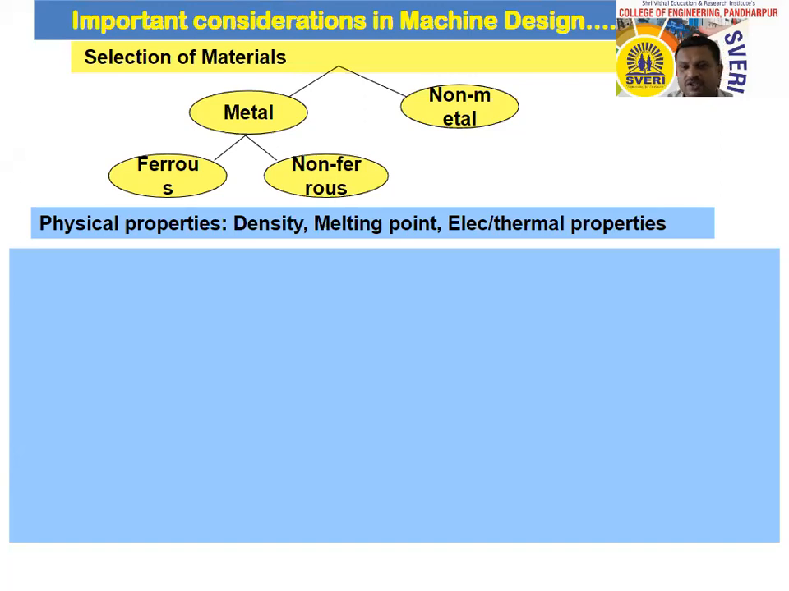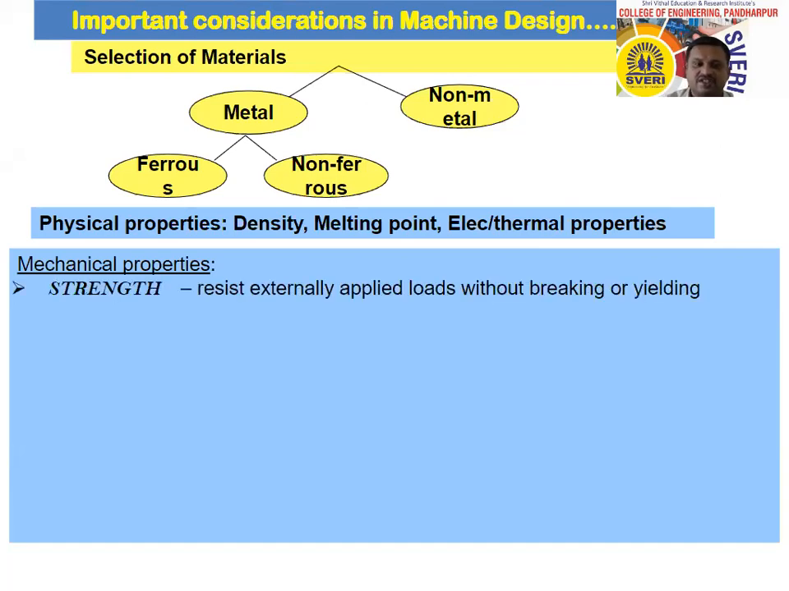Then we have to take into account their physical properties. Physical properties means what? Density, melting point, electrical and thermal conductivities. Mechanical properties. Which are mechanical properties? Tensile strength, ultimate tensile strength. Then Young's modulus. Strength. What is the meaning of the word strength? Strength means the resistance to externally applied loads without breaking or yielding. Strength is also known as resistance.